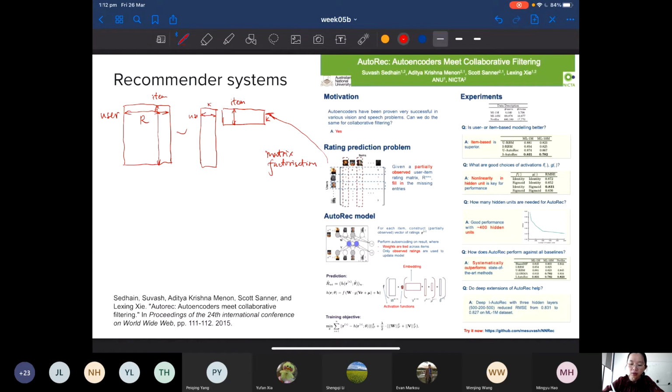In particular, this is incomplete matrix factorization because a lot of the entries in this big R matrix are unobserved by definition. No one can watch all the movies, and the point about movie recommendation is to recommend stuff that you haven't watched to you, right?